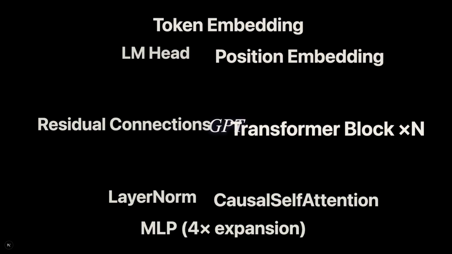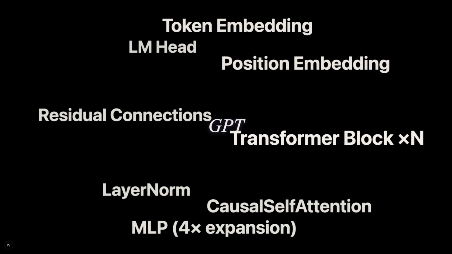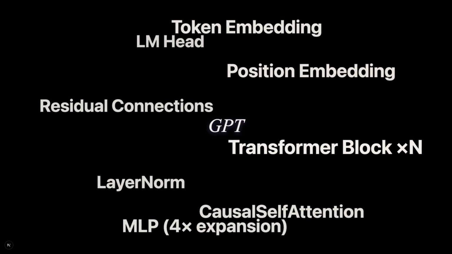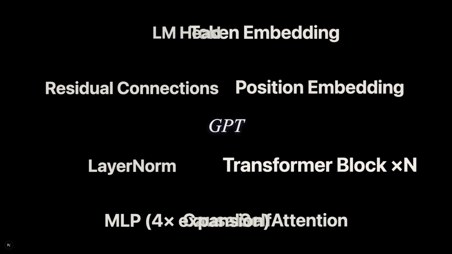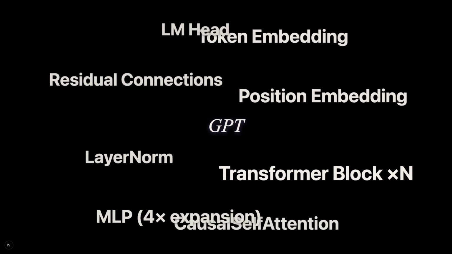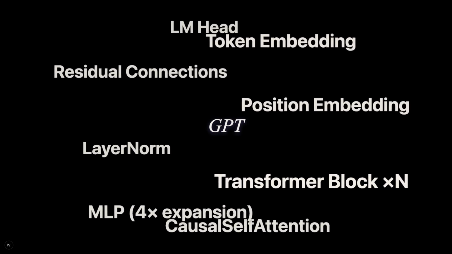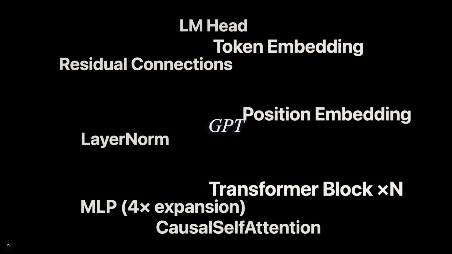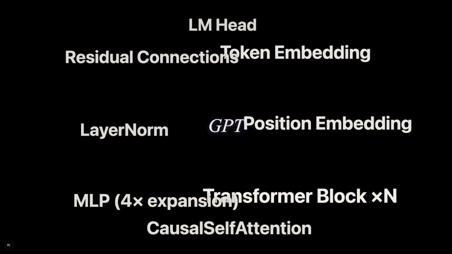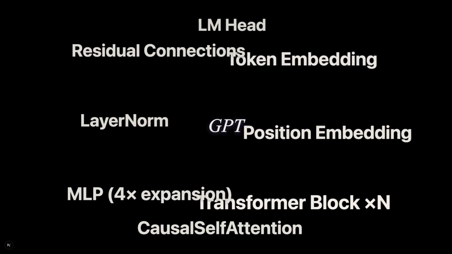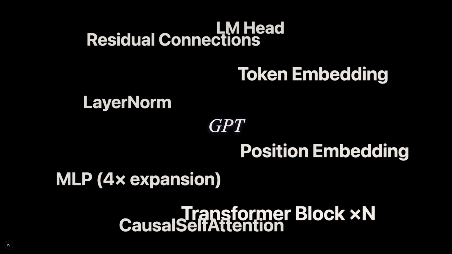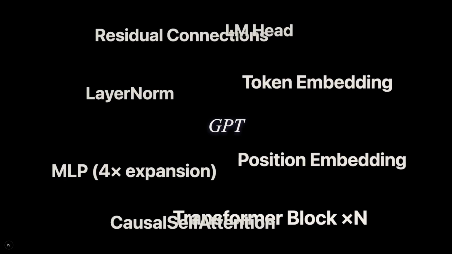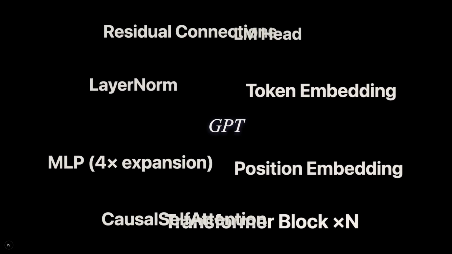Now let's talk about the model itself. At the heart is the GPT architecture, a stack of identical transformer blocks. Each block has 2 key components: causal self-attention, where each token looks back at all previous tokens to gather context, and an MLP layer that expands the representation by 4 times, transforms it, then compresses it back. Everything is wired together with residual connections and layer normalization to help the gradients flow during training. At the bottom, token and position embeddings convert discrete tokens into continuous vectors. At the top, a language modeling head turns the final representation back into a probability distribution over the vocabulary.